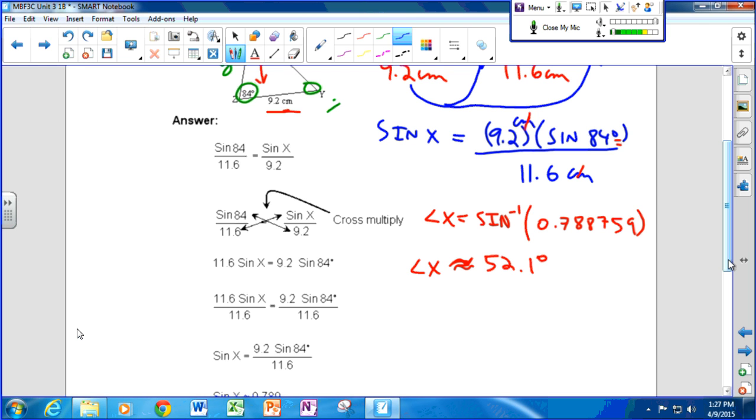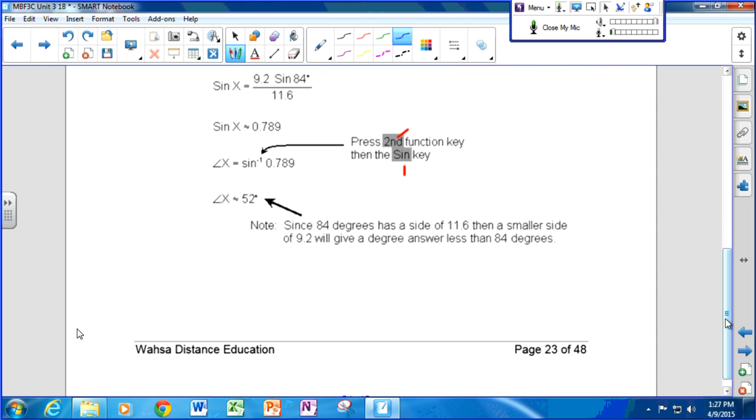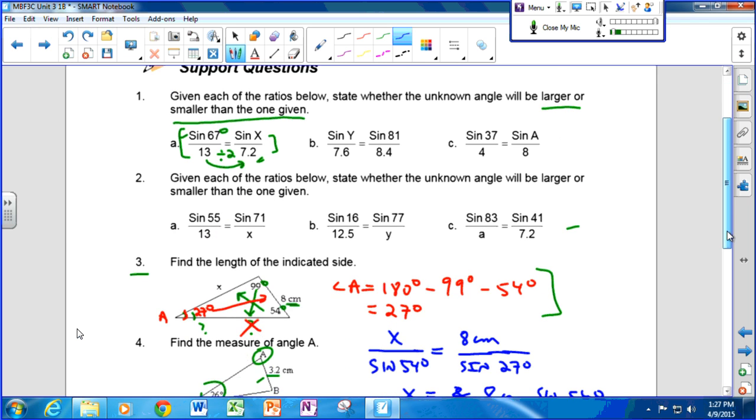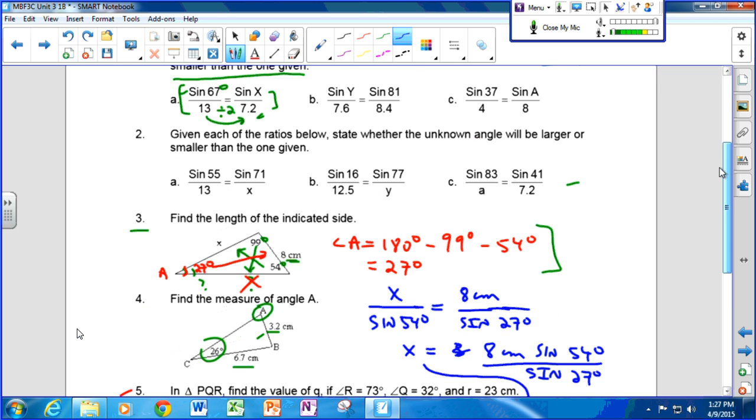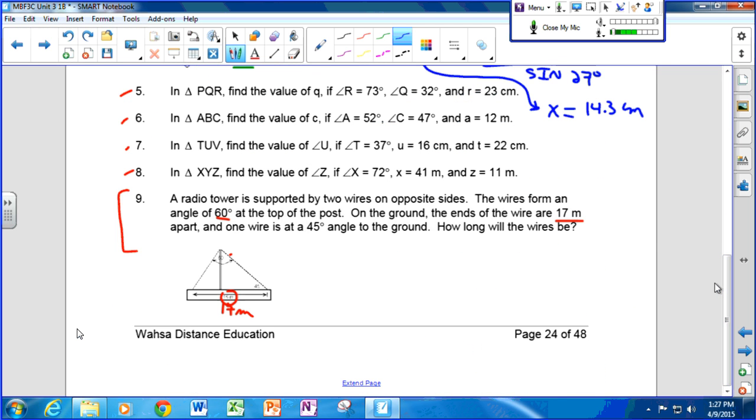But in math, if you use the wrong formula, nothing happens. You just use the right formula on the next line. So it's a much easier subject in that sense. Okay, so we have support questions, and remember the answers to these are at the back, so you can go give those a try.